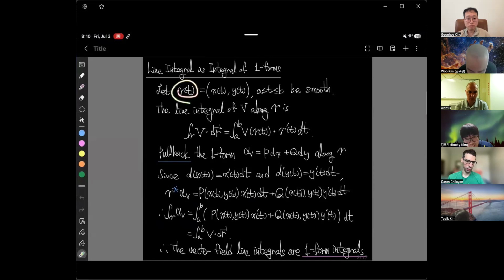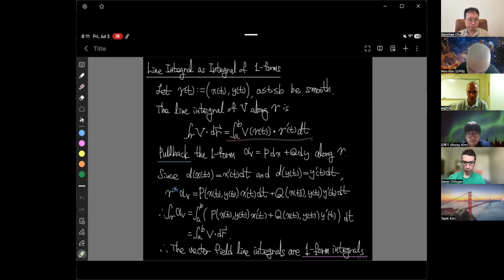So if we have a curve gamma of t equals x of t, y of t, t from a to b, and it is smooth. The line integral, as we learned in multivariable calculus, the line integral of v along r is defined like this one, and this is equivalent. So we can use the multivariable chain rule, and we can get the value of this integral as this expression.